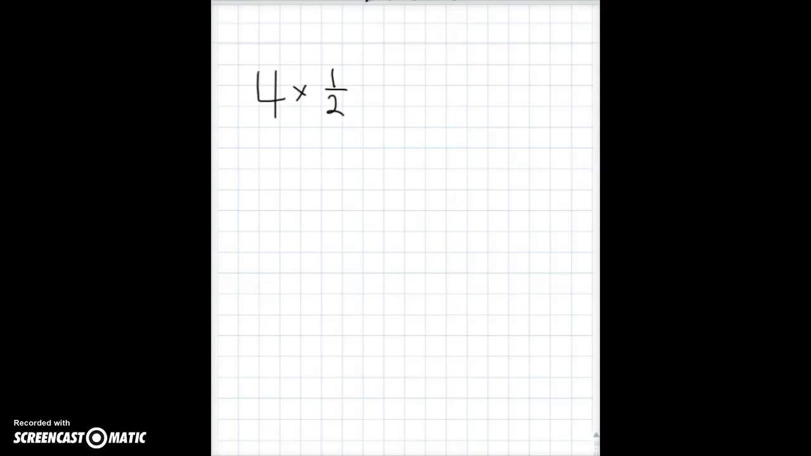This video is about multiplying fractions and whole numbers using groups of statements and showing them on the number line and tape diagrams. So if we start with 4 times 1/2, we can think of that as saying 4 groups of 1/2.